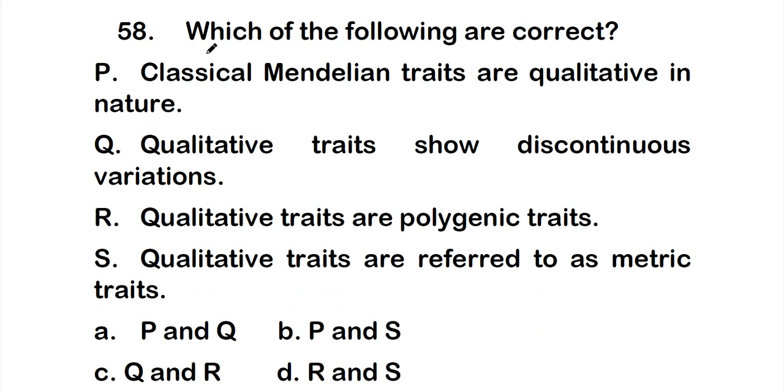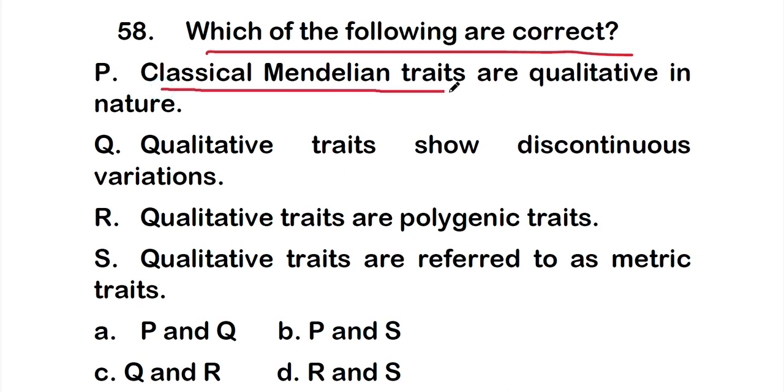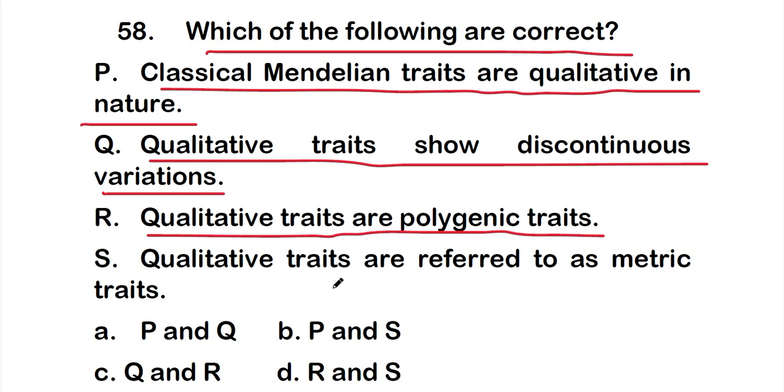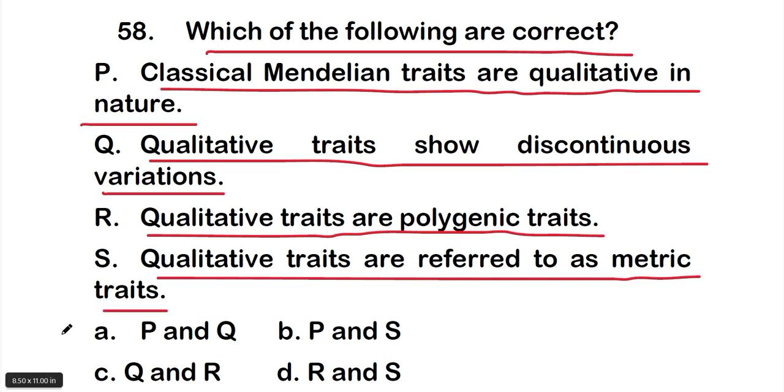Which one of the following are correct? Statement P is classical Mendelian traits are quantitative in nature. Statement Q is qualitative traits show discontinuous variation, statement R is qualitative traits are polygenic traits, and statement S is qualitative traits are referred to as metric traits.